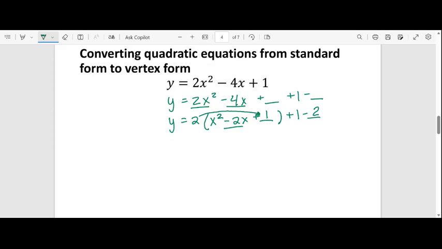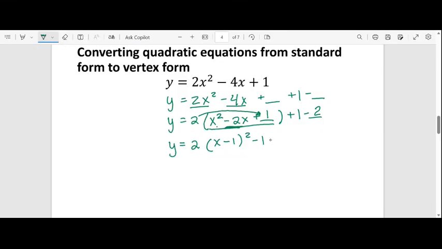Now I can finish writing my equation in vertex form. So I'll say y equals, my coefficient is 2. My x squared minus 2x plus 1 can be written as x minus 1 squared. And my minus 1 comes from half of my negative 2. And then 1 minus 2 will give me negative 1 on the end.